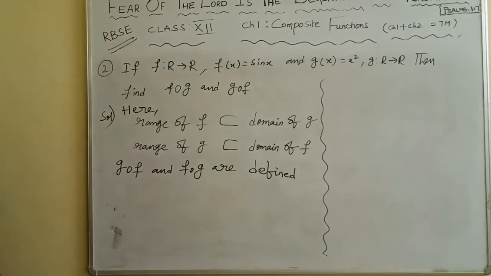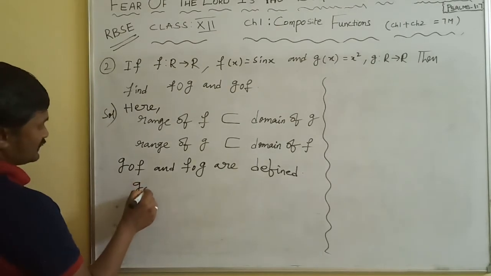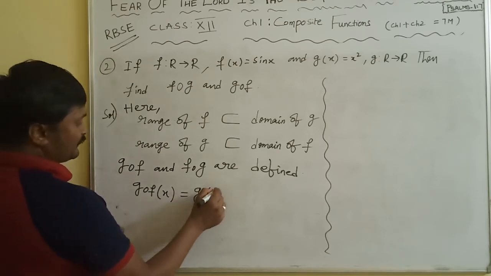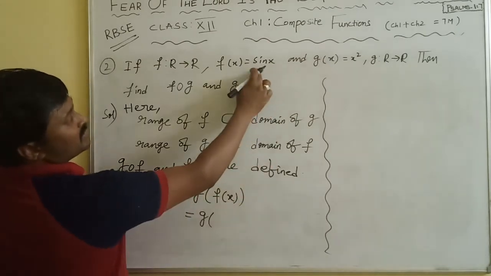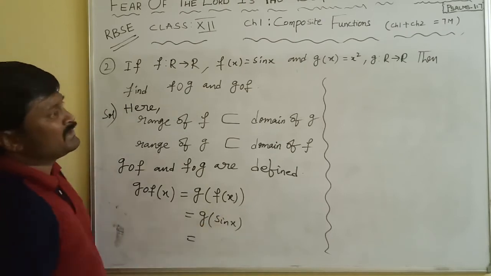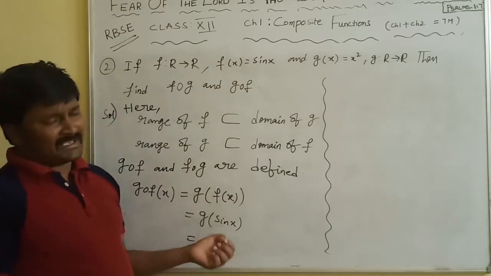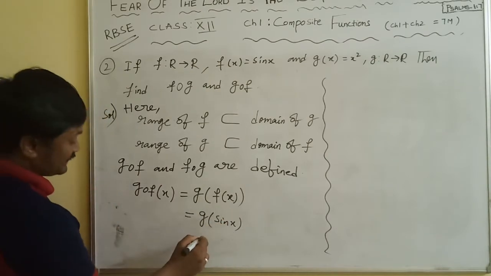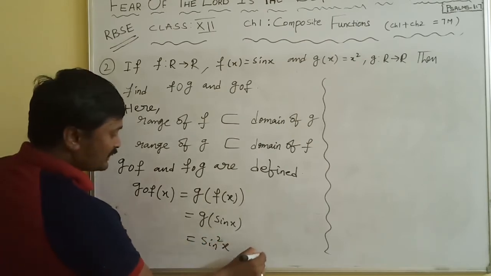So if both are defined, then we can apply the normal rule: G circle F of x is equal to G of F of x. So G of, what is F of x here? Sin x, just substitute sin x. G of x means x square, but in the place of x, what is here? Sin x. Wherever x is there, I need to substitute sin x. So what is now G of sin x? G of sin x is sin square x. Give this as equation number 1.